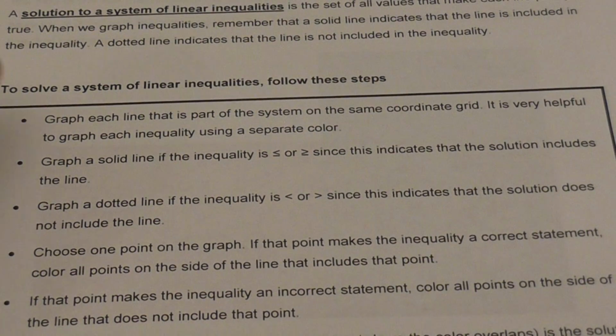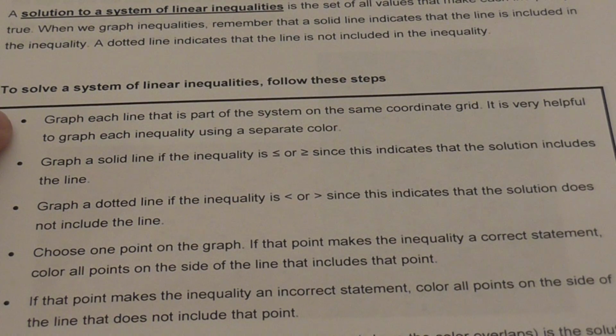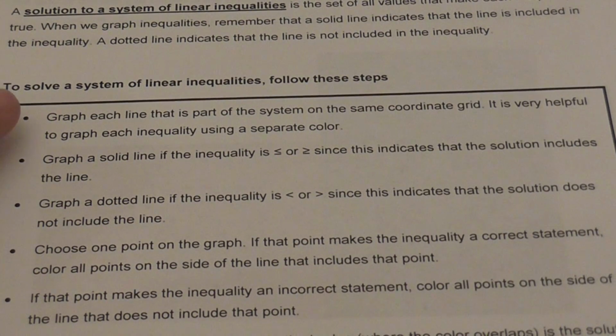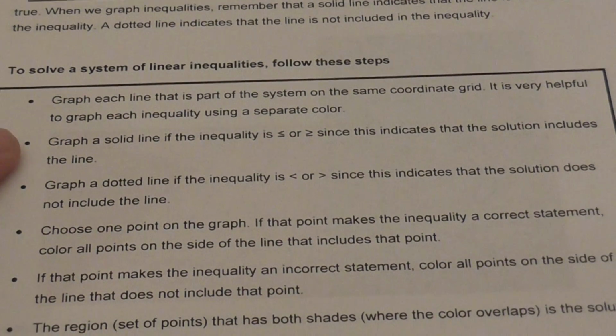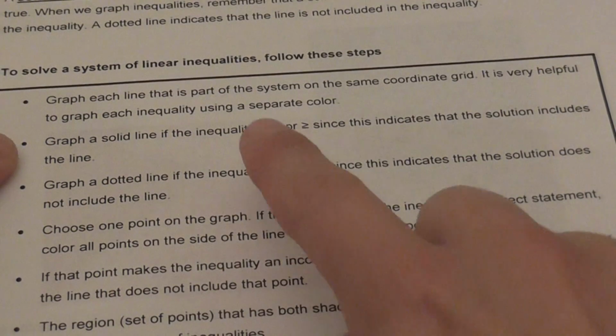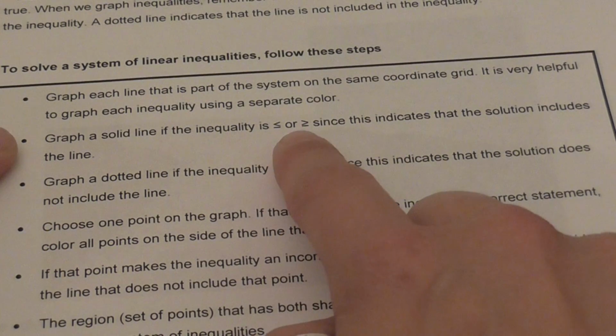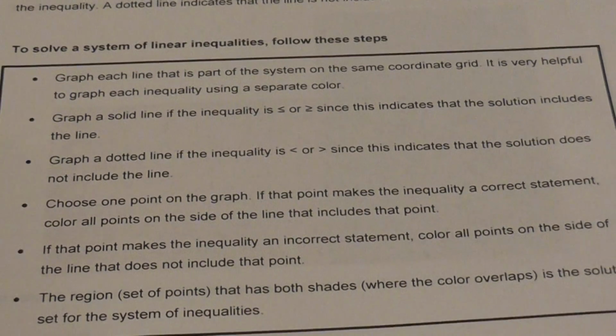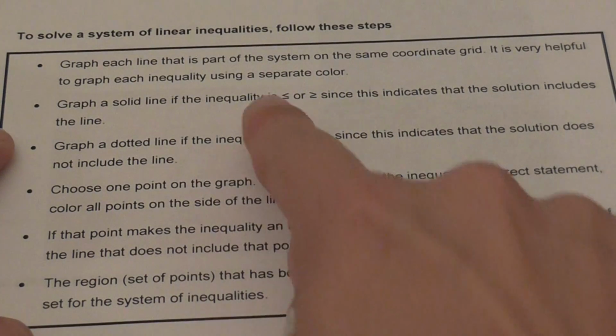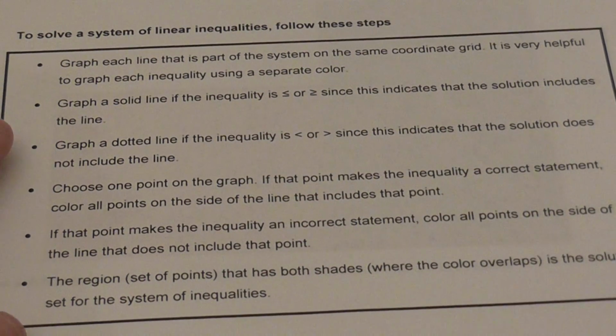First, graph each line that is a part of the system on the same coordinate grid. It is very helpful to graph each inequality using a separate color. If you graph one in blue and the other in red, you'll be able to see the shading really well. You want to graph a solid line if the inequality is less than or equal to or greater than or equal to, since that indicates the solution includes the line. You're going to graph a dotted line if it's just less than or greater than.